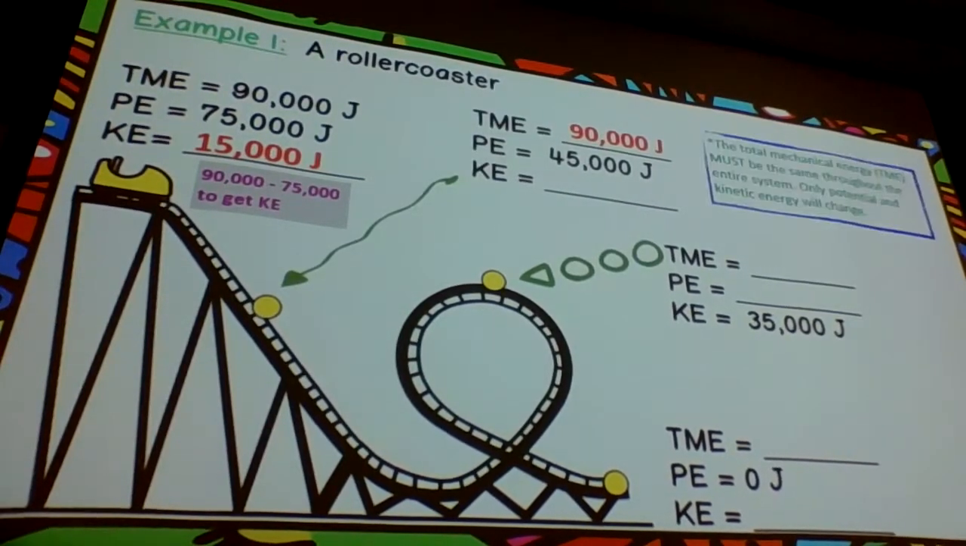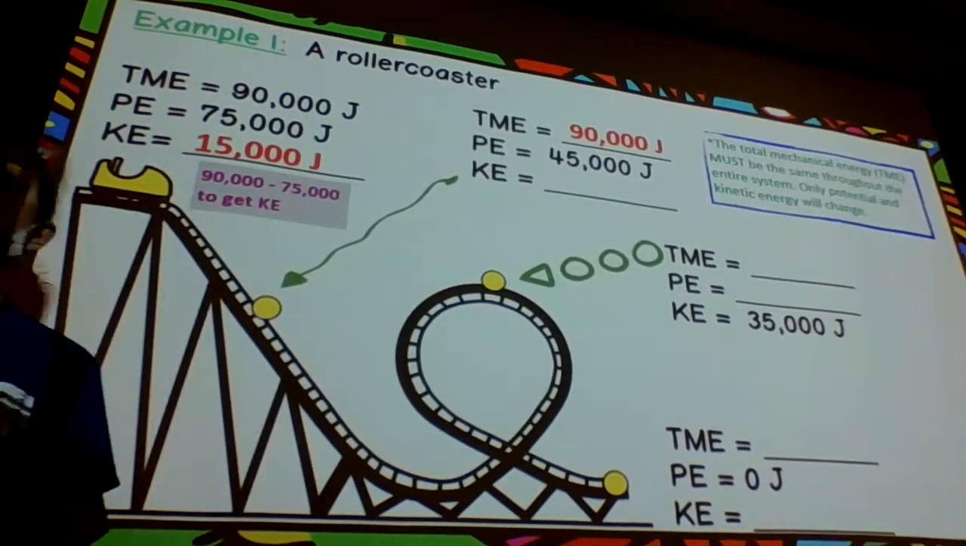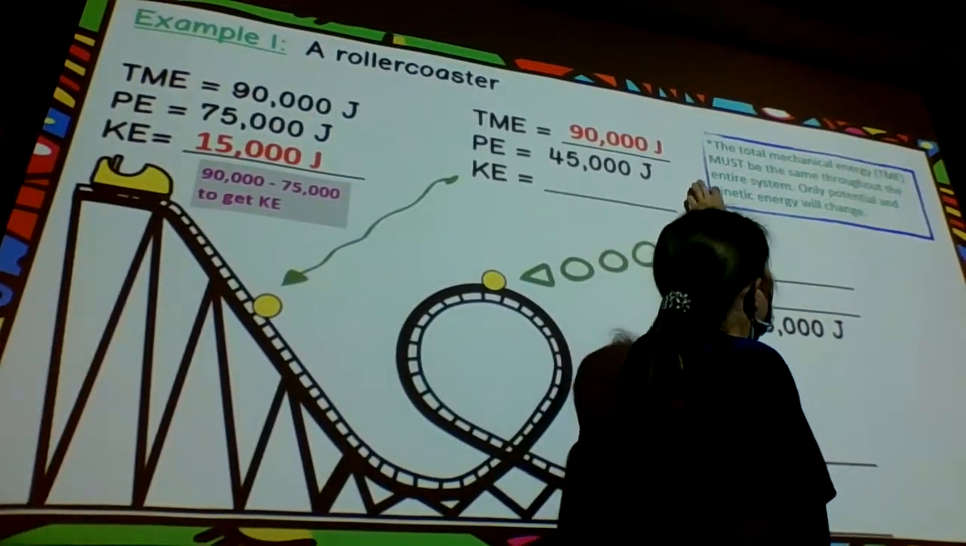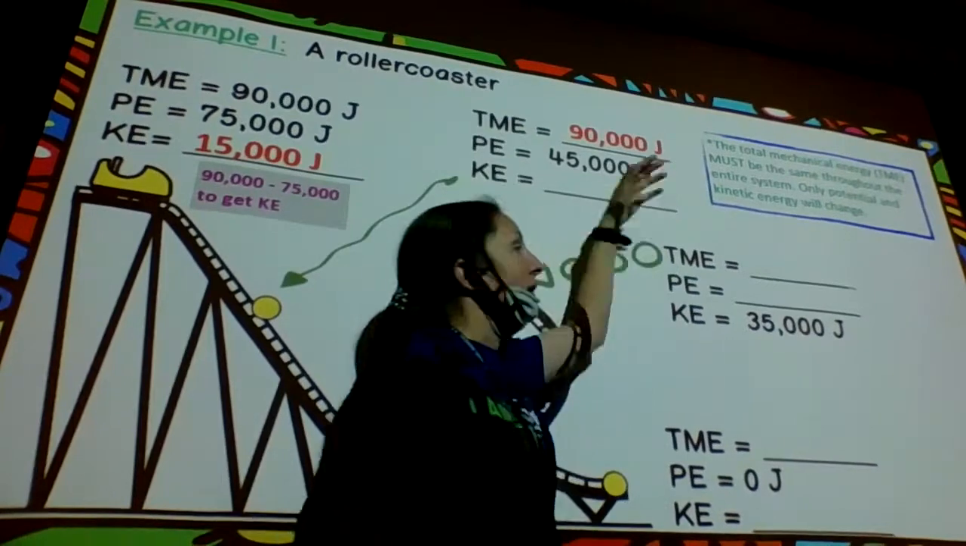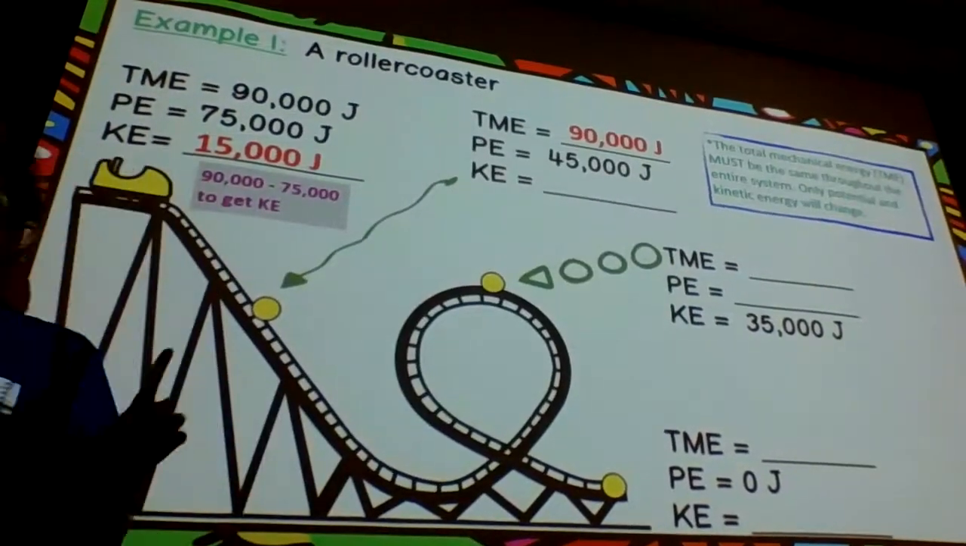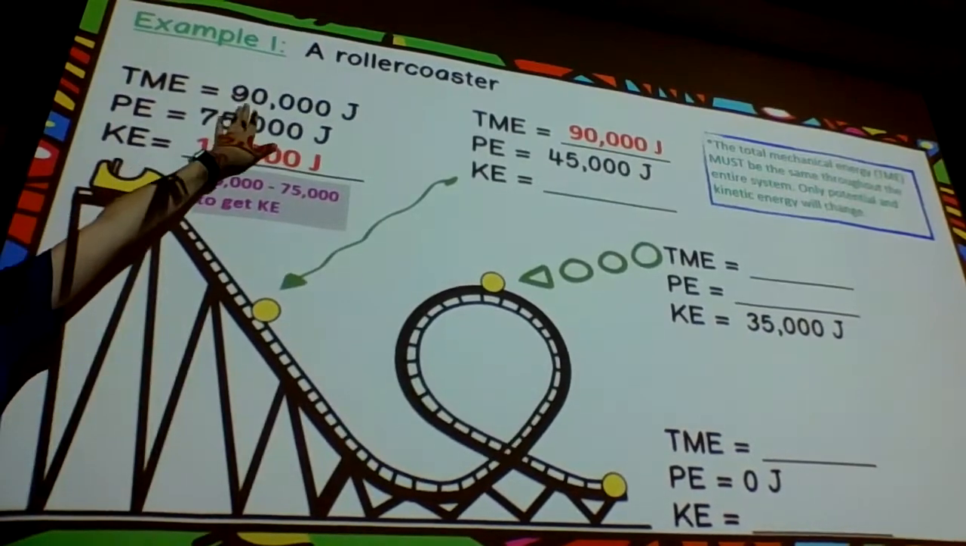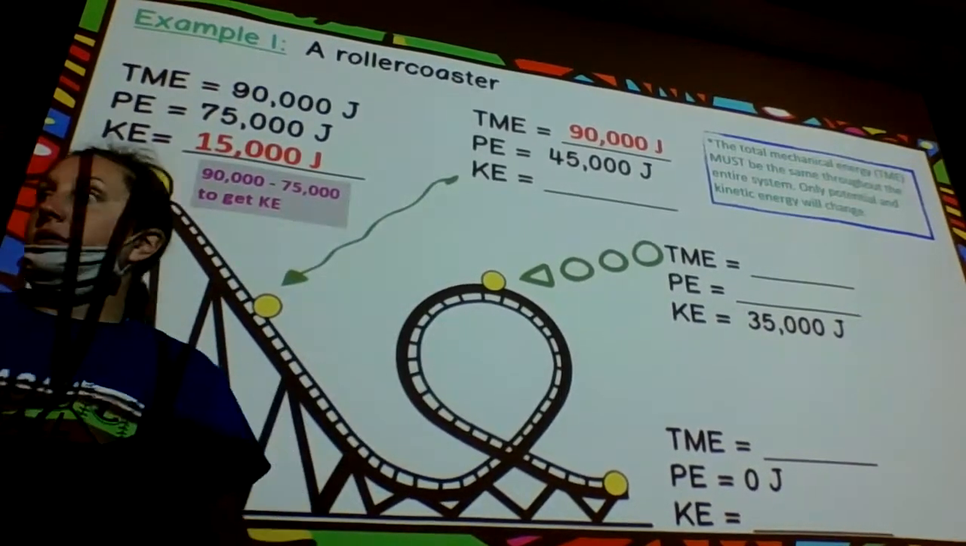Our total mechanical energy, you don't have to write this down. It's just another note that I wanted to talk about. TME must be the same throughout the entire system. Only potential and kinetic energy will change. And that goes back to the law of conservation of energy, okay? However much energy we start with, we should also end up with, okay?